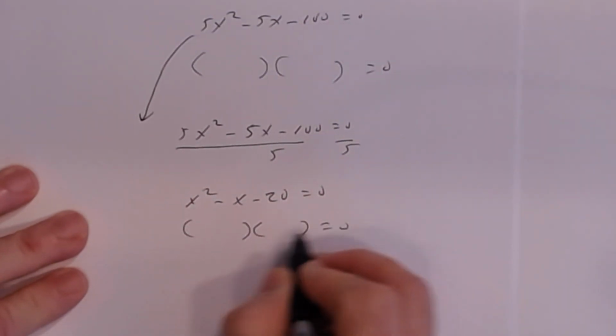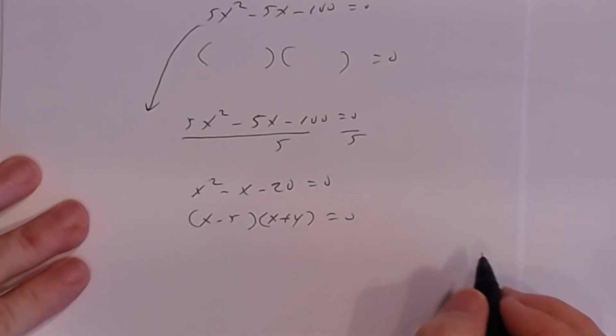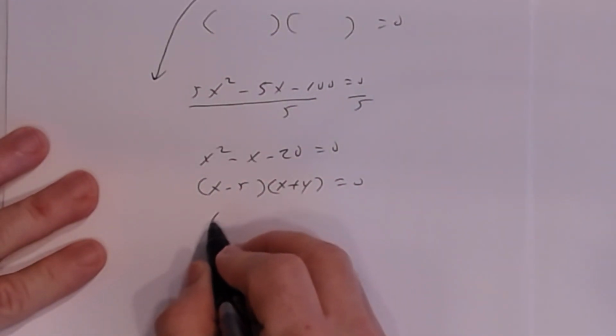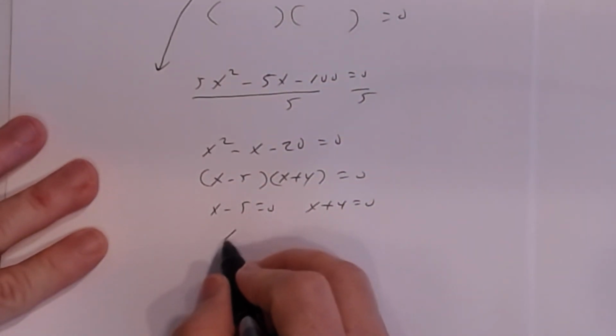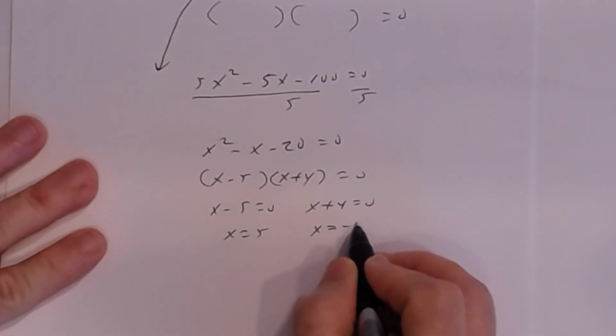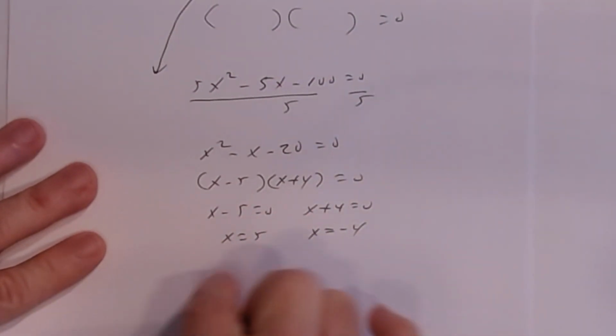So if I factor, I get x minus 5 times x plus 4. And then I set each factor equal to 0. So I get x minus 5 equals 0, x plus 4 equals 0. And so I get x equals 5 and x equals negative 4. Now, notice you have two proposed solutions you got to check.